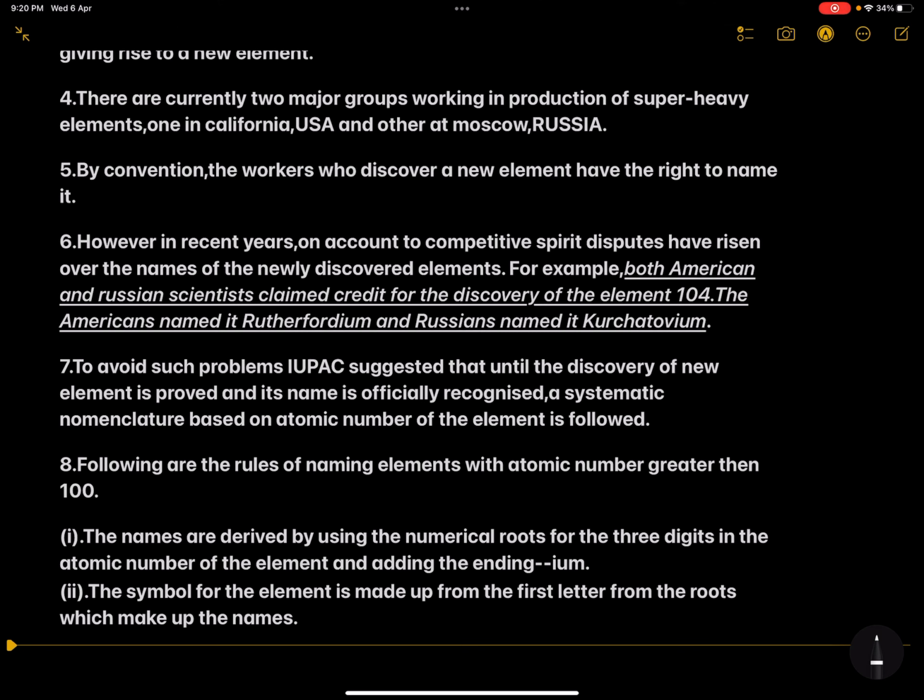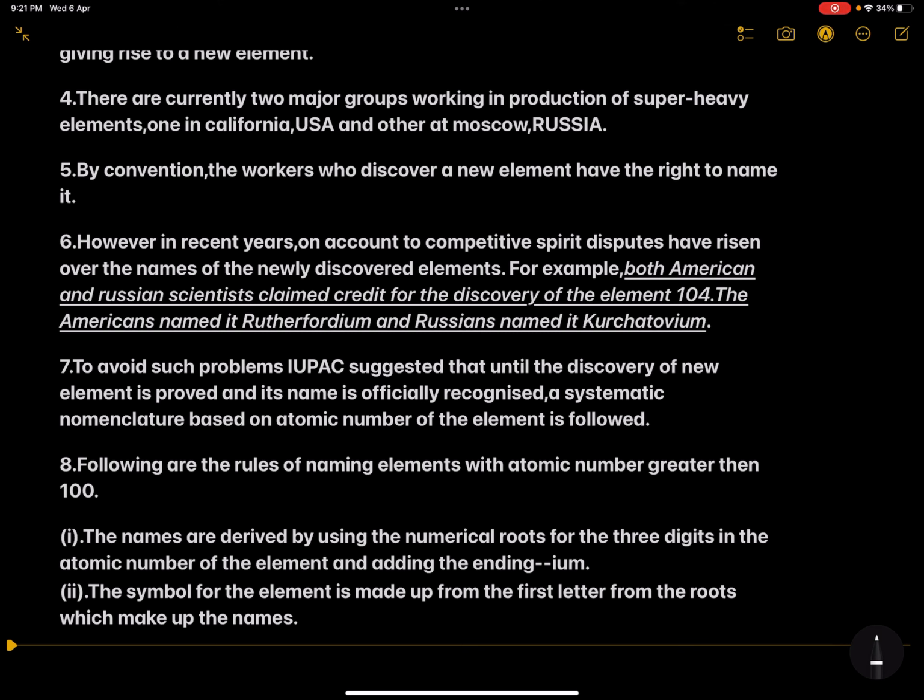Now is point number 8. So following are the rules of naming elements with atomic number greater than 100. The very first rule, the names are derived by using the numerical roots for the three digits in the atomic number of the element and adding the ending ium. So I'm going to make a table in which I'm going to give you the numerical roots.